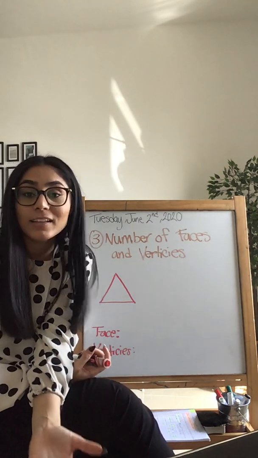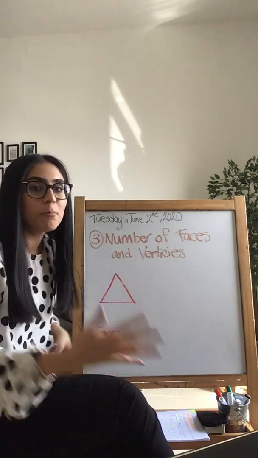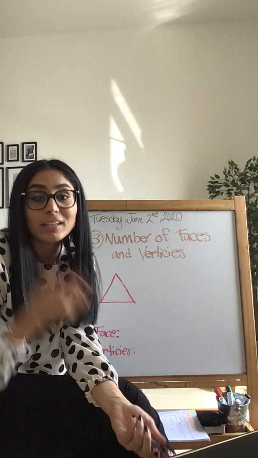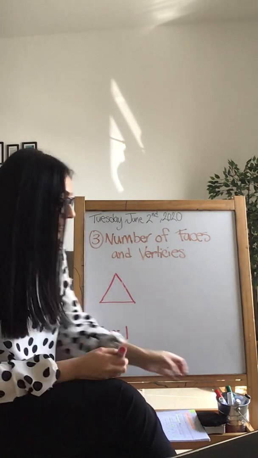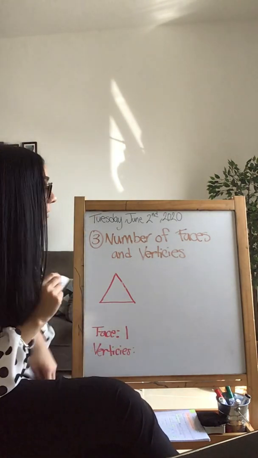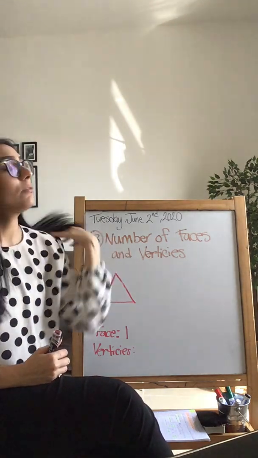They're not 3D. There is no shape to it. It's just the board, or it's just my notebook. It's literally just the face of it, it has no attribute, right? It's just one. So there's only one face. And then vertices is just all the corners. So how many corners?